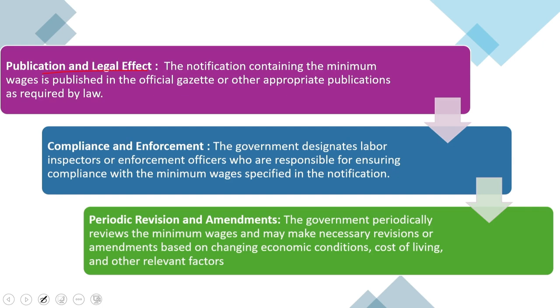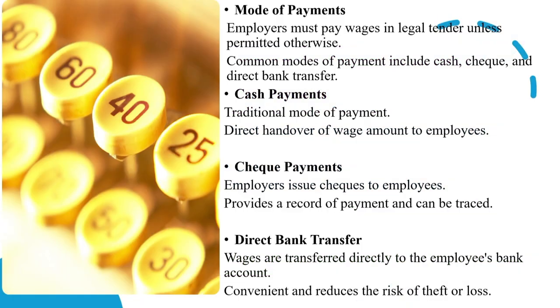The notification method provides a legally binding mechanism for the fixation and implementation of minimum wages. It ensures that employers are aware of their obligations and workers are entitled to receive the prescribed minimum wages for their labor. This method allows for more transparency and uniformity in wage determination across scheduled employment, while facilitating compliance and enforcement. So this is what we understand with respect to periodic revision and amendments.